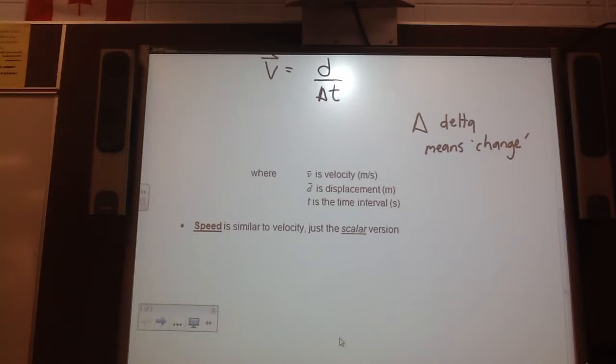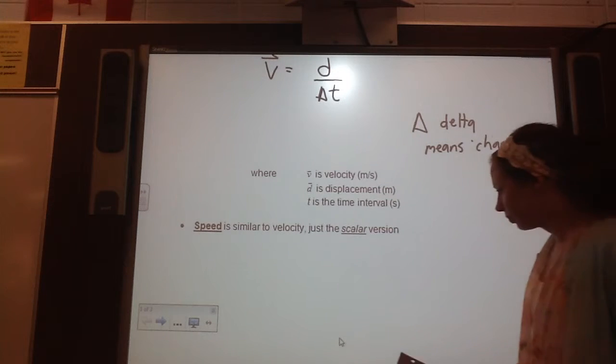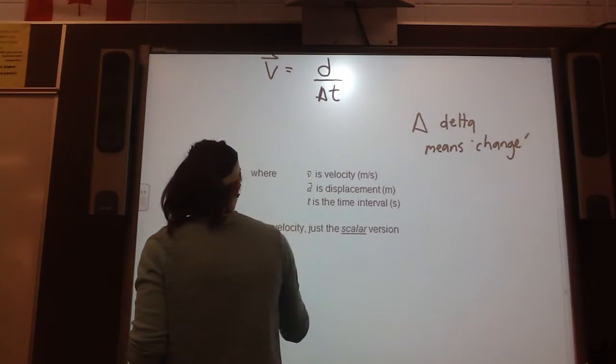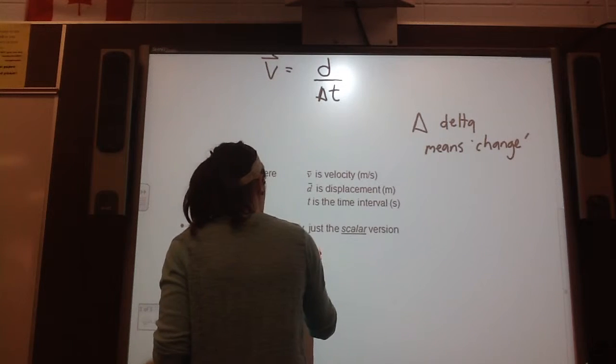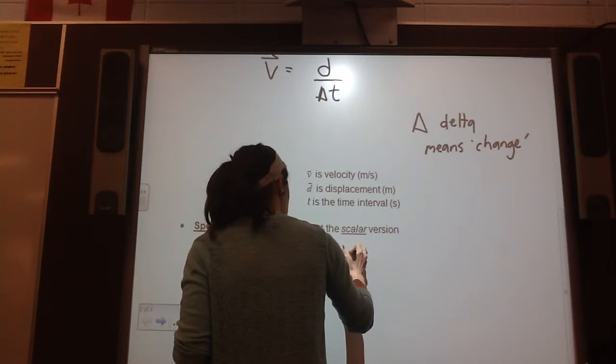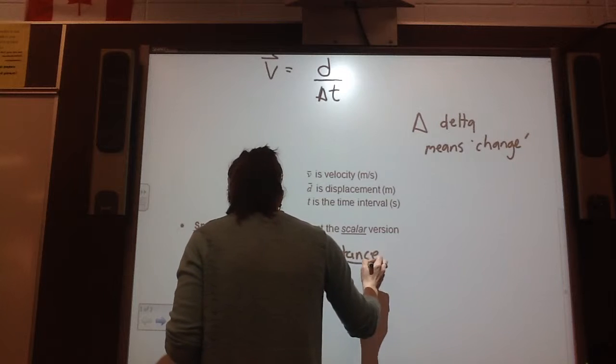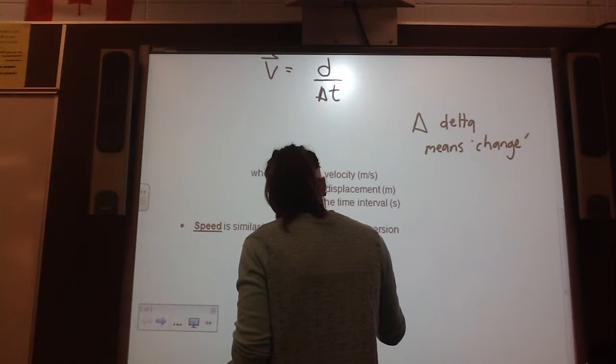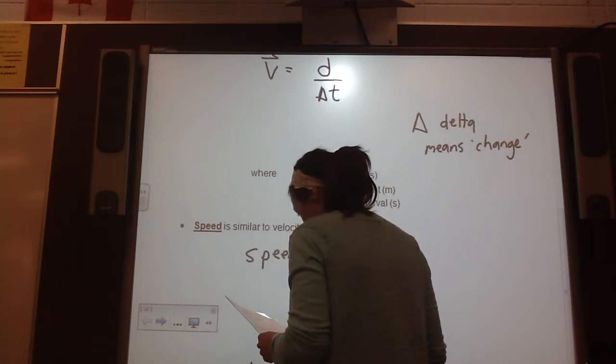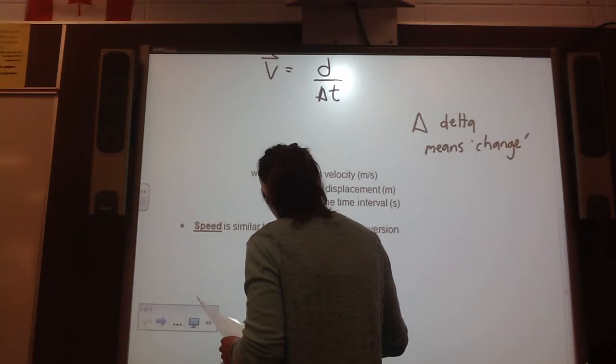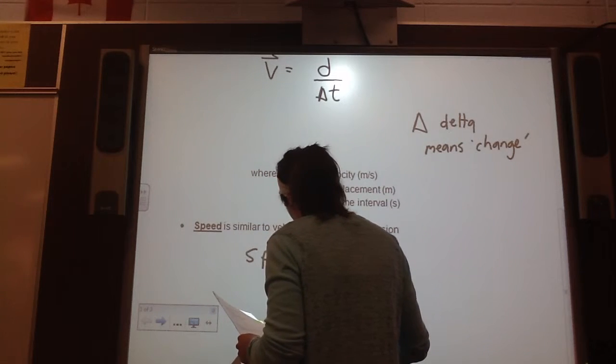Speed is similar, but it's just the scalar version. So we have our speed is equal to distance over time. So it's just v is equal to d over t.